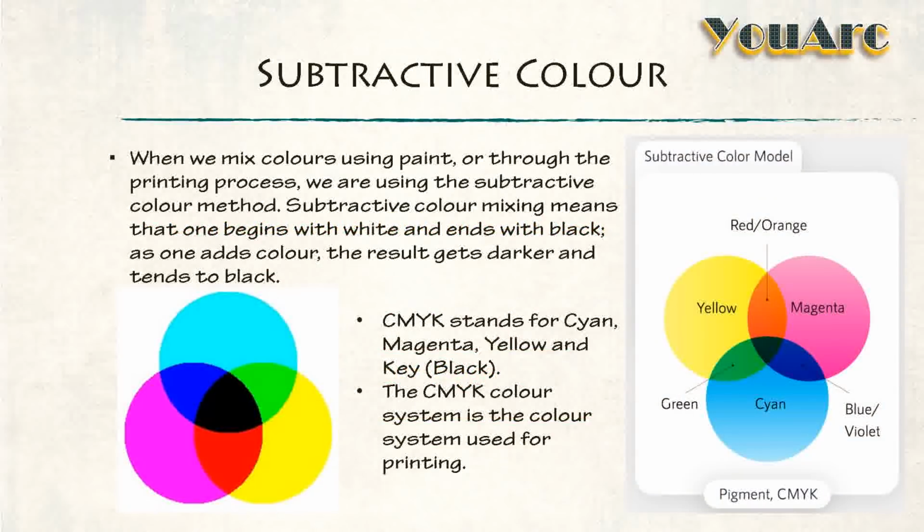So what are subtractive colors? We already know what subtractive colors are. It is dealing with pigments. Okay. So if you want to mix colors using paint or through printing processes, then we use this method called the subtractive color method. This subtractive color method means one begins with white and ends with black. So we begin with white and end with black. As we add color to the hue, the result gets darker and tends to black.